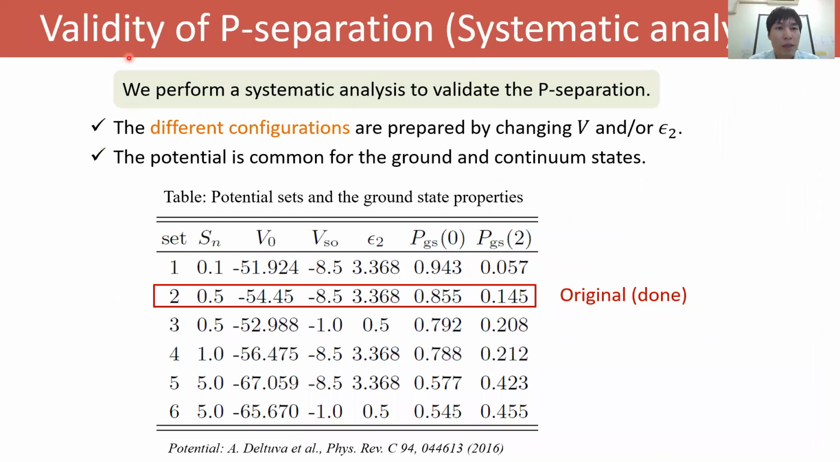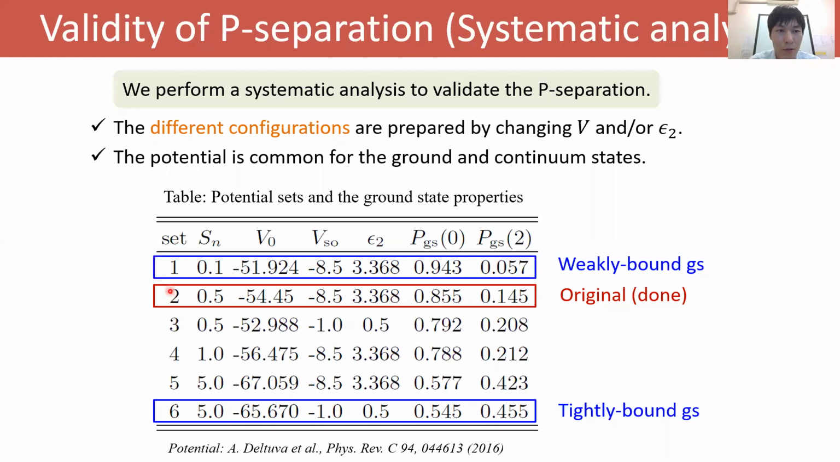In order to confirm the validity of P separation, we performed a systematic analysis. We prepare other 5 sets of configurations by changing the depth and/or the excitation energy of the core. We followed this paper. For example, set 2 corresponds to the original parameter, and it gives 0.5 MeV as the separation energy. In this talk, I will only show these 2 extreme cases, set 1 and 6.